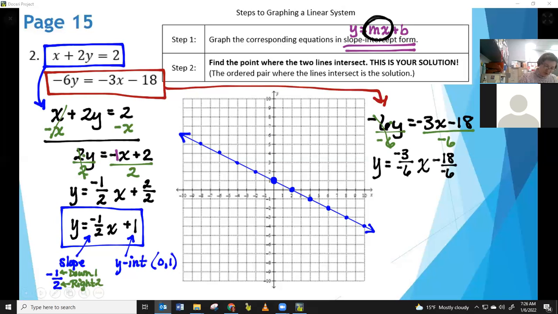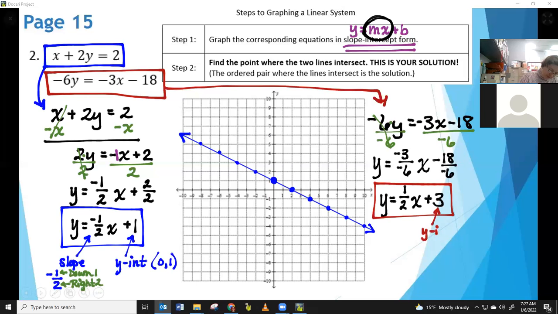Yes. Does the first one reduce? -3 over -6. Both of them do. Yes. Okay. So -3 over -6 reduces down to what? +1/2. Awesome. So I have a +1/2 x. This one over here, I have a -18 and a -6. How will that reduce? +3. There we go. So +3. This is our second line that we're going to graph.